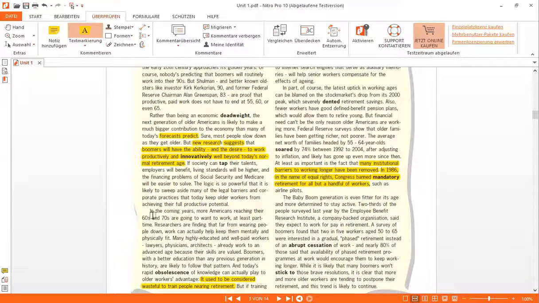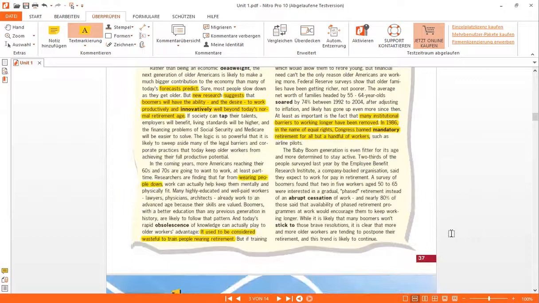In this paragraph, we see researchers are finding that far from wearing people down, so we've got to wear down people. Remember the phrase we learned in the vocabulary, okay? It's an effect on people. Work can actually help keep them mentally and physically fit, all right? So here you don't see the words exactly, but you've got the description, and that is the level of difficulty that you also find when you go to the exam-specific videos.